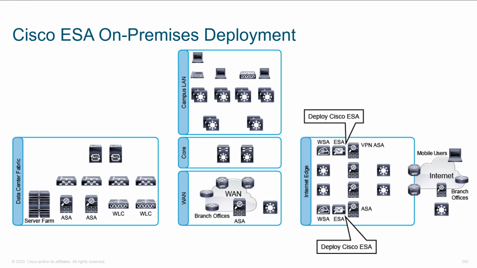Here we see the placement of an ESA, and I think as most of you would suspect, this would be appropriate at the internet edge. Is it something that we would want to have within the core or within our campus LAN? Nope, it just has to do with internet email. So a lot of times something you might place in your DMZ.